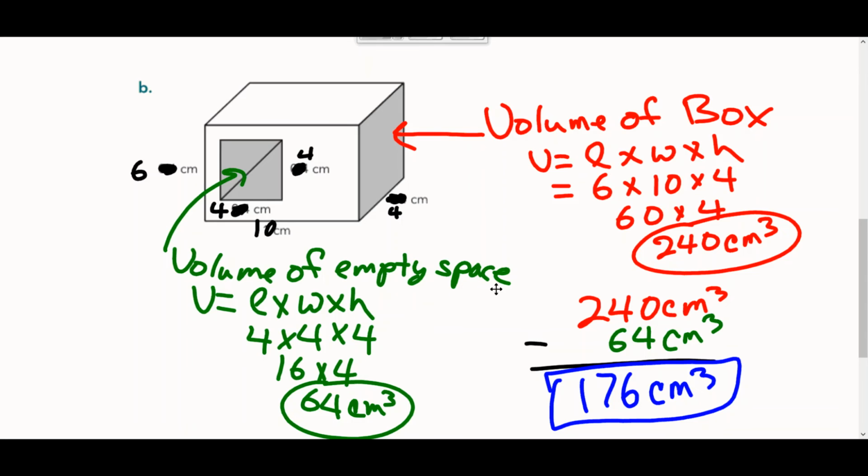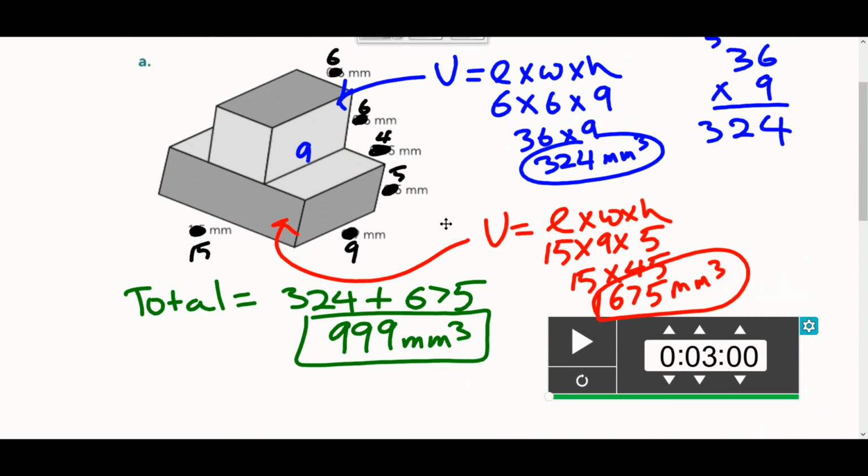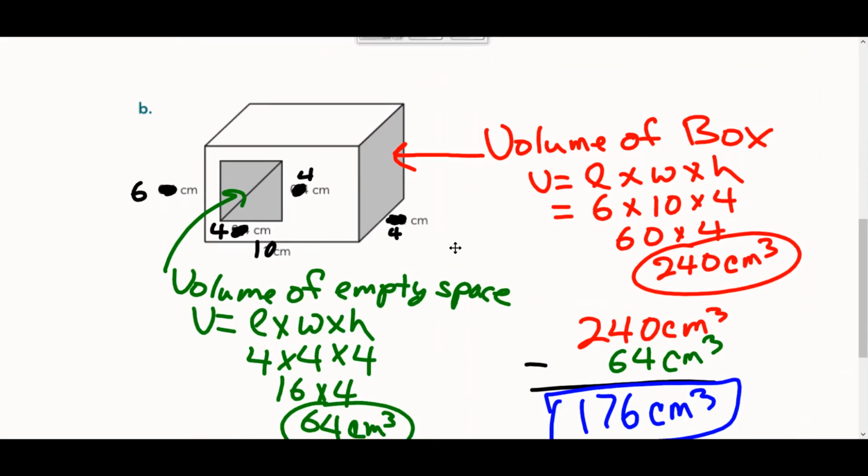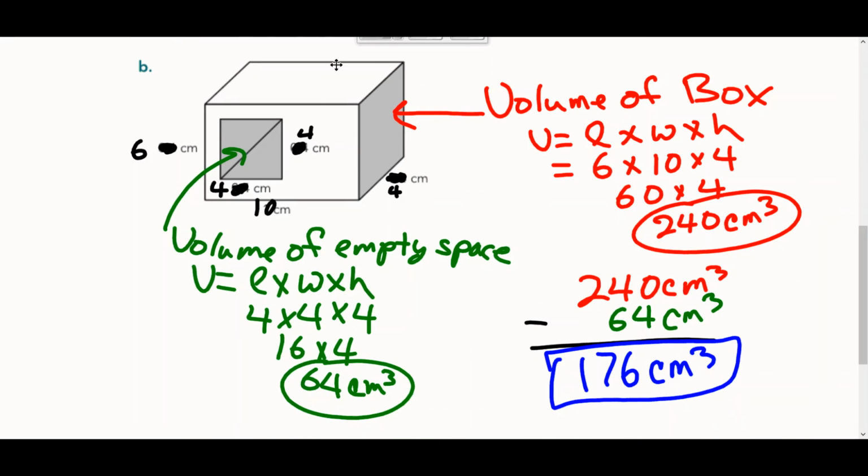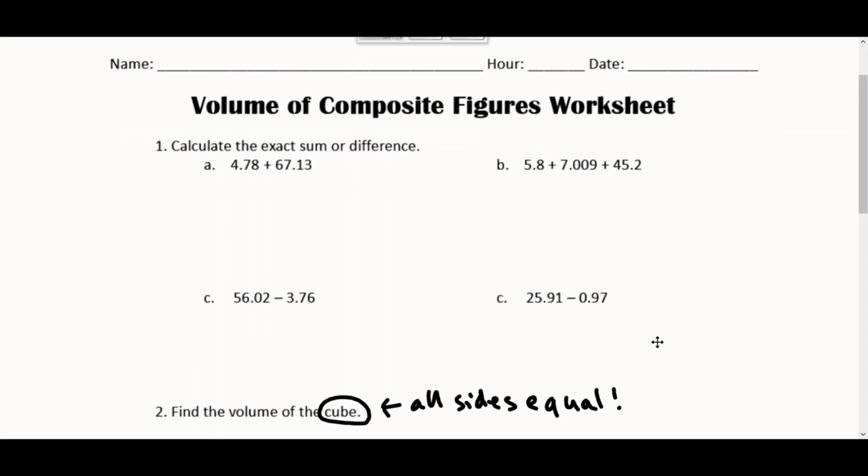So now what do we do? Unlike this one where we added the volumes, we're going to subtract. Because if you think about it, I've got a block of wood. If I cut a hole into it, I am taking away volume from it. All right? I'm subtracting. So I need to take 240 minus 64 and get 176 centimeters cubed. All right? Okay, then I gave you time to work on your assignment.